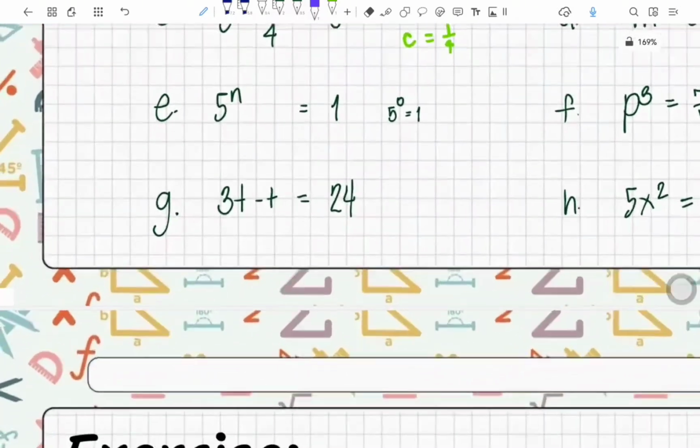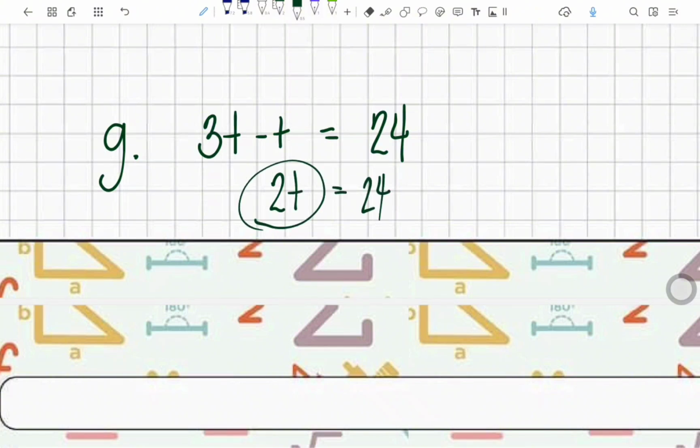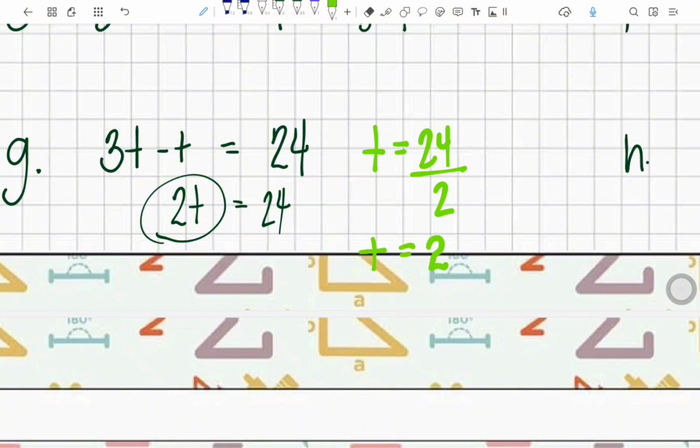Okay, letter G. In letter G, we have to find the value of T. Now, since these are the same, that is T and T, and their powers are just 1, we will just do it normally. So 3T minus 2T minus T is equal to 2T equals 24. Now, in here, 2T is a multiplication. We can write this as 2 multiplied by T. So if that is multiply and we have to move 2, it will become divided by. So this will be T is equal to 24 divided by 2, and T now is equal to 12.